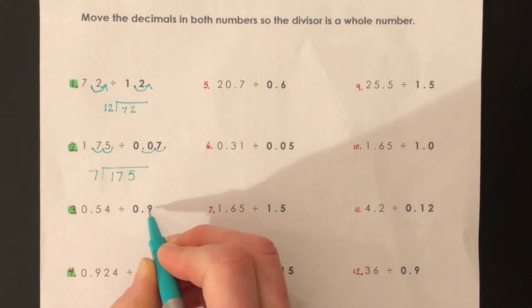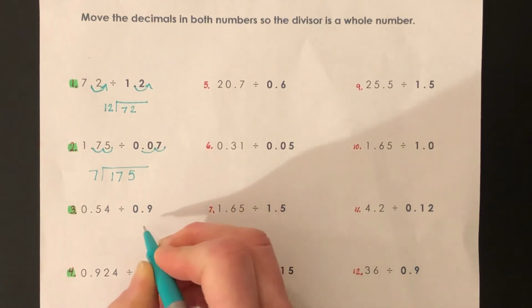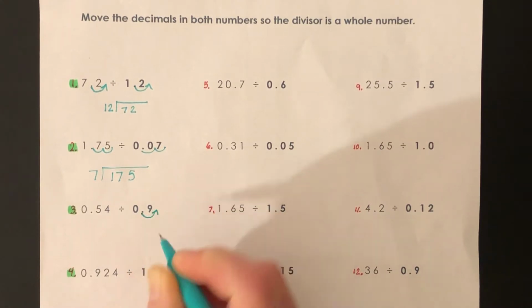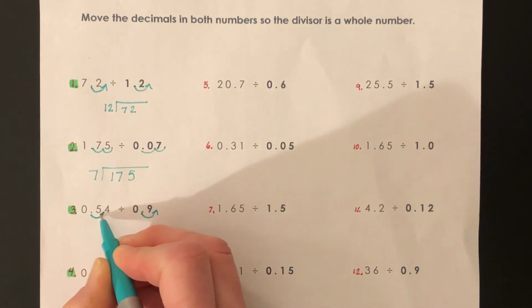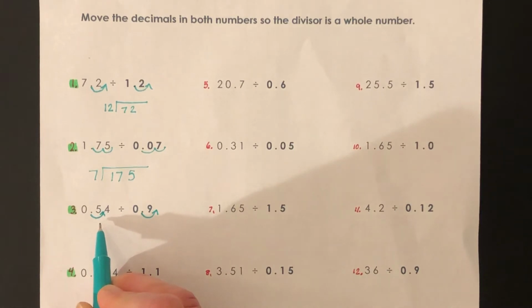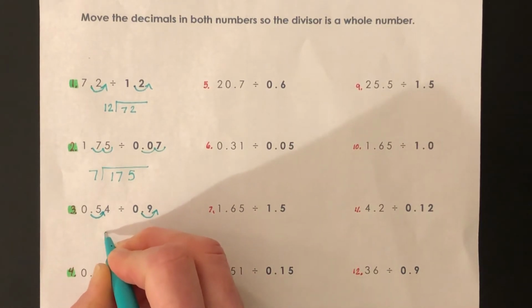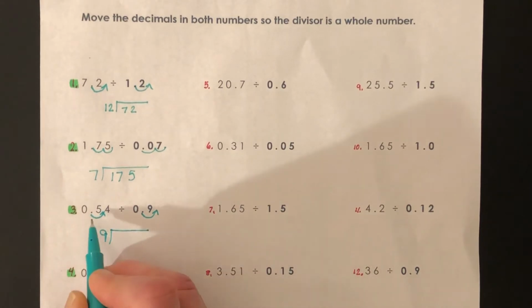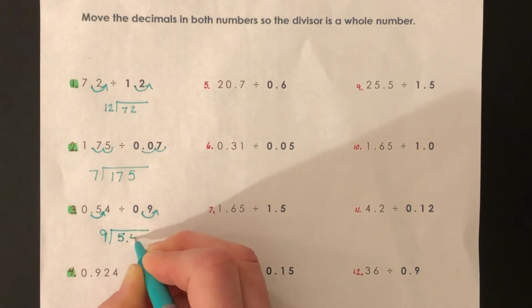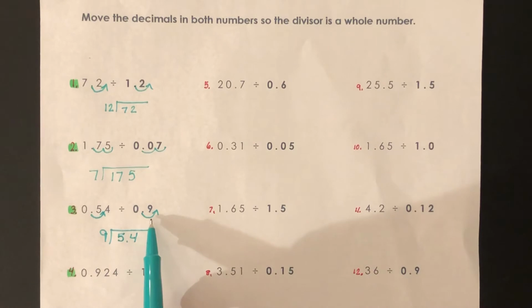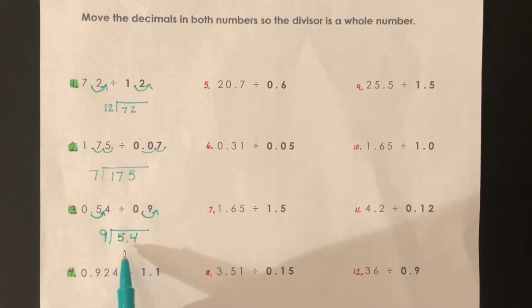Number 3, to make 9/10 a whole number, I move the decimal 1 time, which means I'll move the decimal 1 time here. This will still be a decimal. So this is my whole number, 9. And then this becomes 5.4, 5 4/10. So by making that into a whole number, that still is a decimal. And that's fine. You've done enough division with decimals in the dividend to know that's okay.